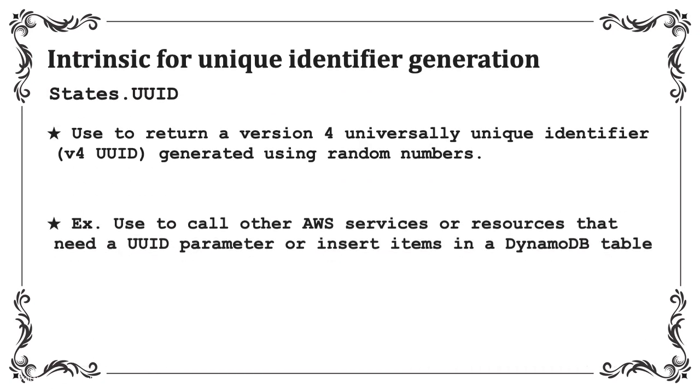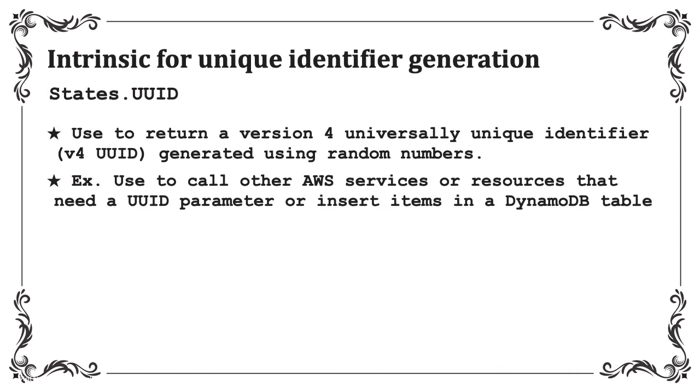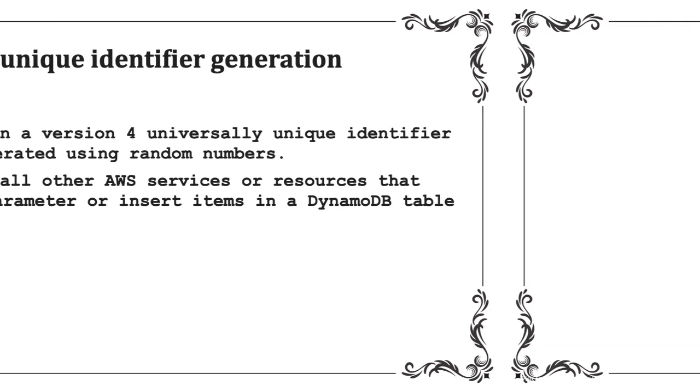Use the States.UUID unique identifier generation intrinsic function to return a version 4 universally unique identifier, v4 UUID, and this is generated using random numbers. For example, you can use this function to call other services or resources that need a unique identifier parameter or insert items in a DynamoDB table.